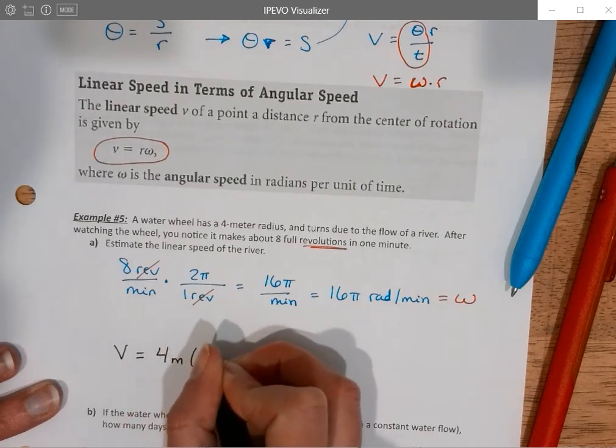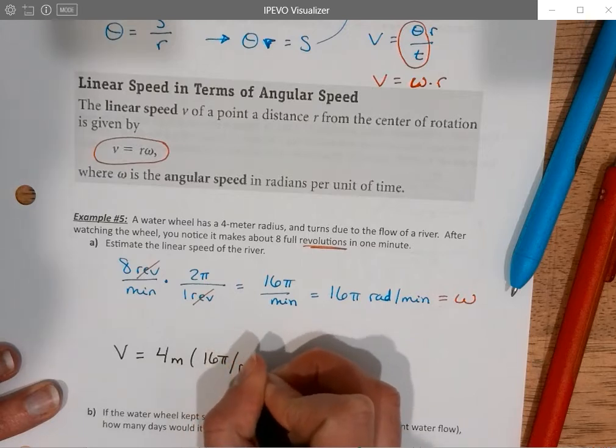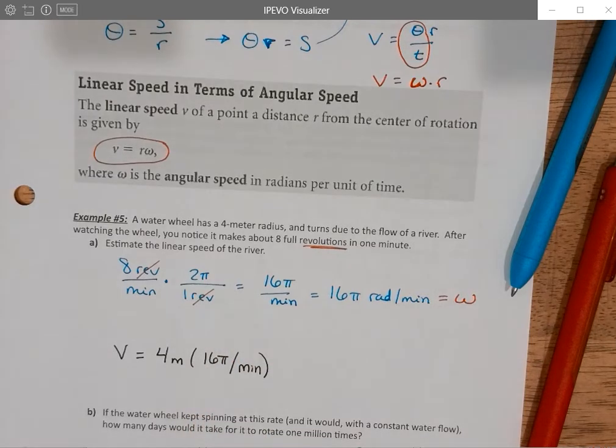times 16 pi. Remember, radians are technically unitless. I don't have to write them. I can just say it's 16 pi per minute, and that's how I come out with the units of meters per minute, because radians truly are unitless. The unit is not actually necessary in that piece.